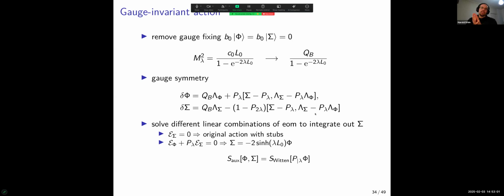So it's showing you that even if you started from the stub action, you could go back to the cubic action, even if you didn't know it, using this trick. Now, if you integrate out phi, you get the same thing with another prefactor here, but it's the same. It's just showing that sigma and phi are dual.